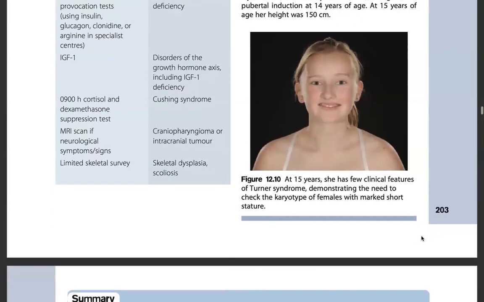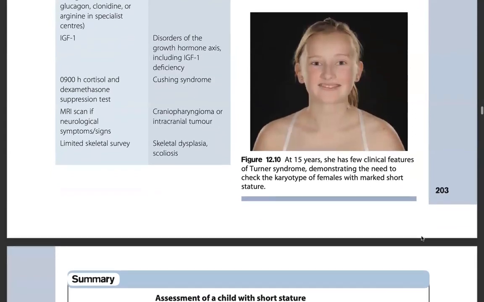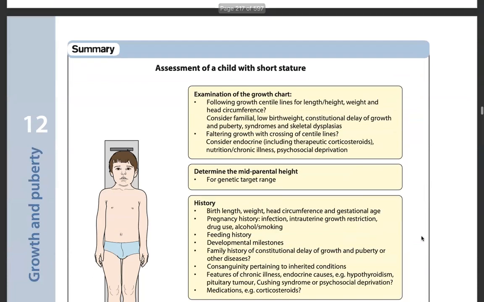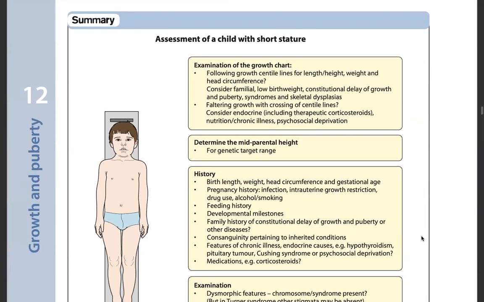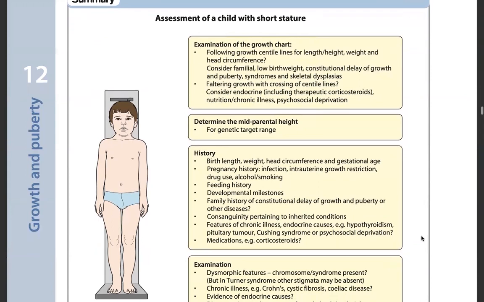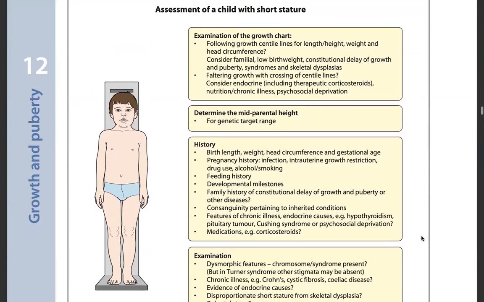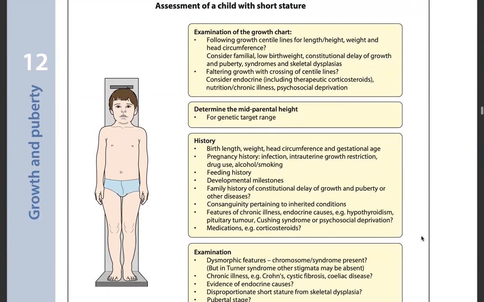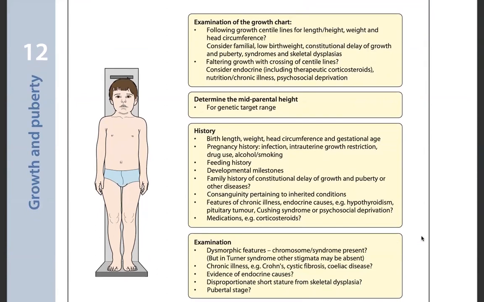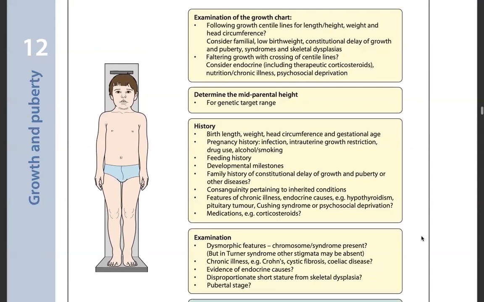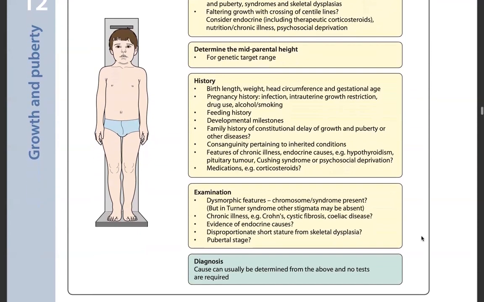This picture of clinical features of Turner syndrome shows the need to check the karyotype in marked short stature. Now the summary: assessment of the child with short stature. This is the first examination of the growth chart, following growth centile lines for length, height, and parent and head circumference. Consider familial, low birth weight, constitutional delay in puberty, syndromes and skeletal dysplasia, faltering growth or crossing of centile lines. Consider endocrine, including therapeutic corticosteroid, nutrition, chronic illness, psychosocial deprivation. Determine the midparental height for genetic target range.